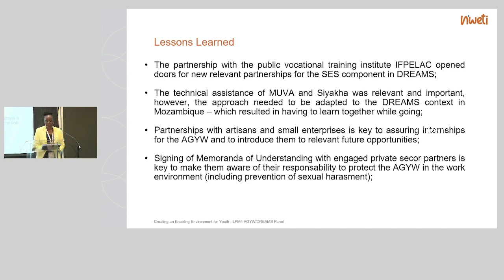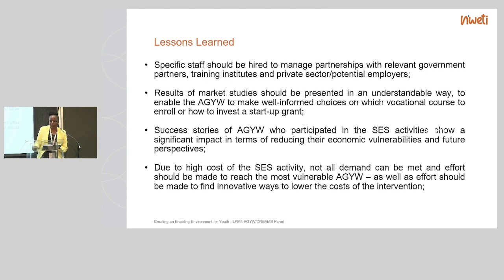Another lesson from this implementation is related to partnership with small artisans. I need to tell you that it's very expensive to implement this social and economic approach. For example, for one girl, it costs around $370 to complete all the packages. So one of the strategies that we decided to implement was to involve the local artisans in the communities, not only the formal training institutions. Having access to these local artisans, we had the opportunity to cut the costs of these trainings.